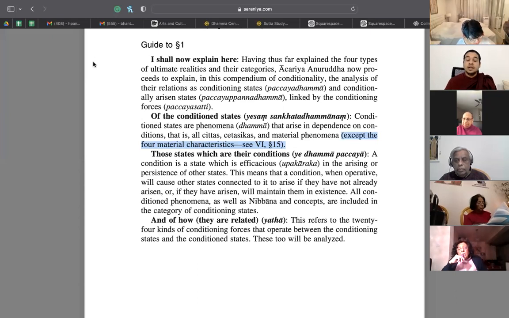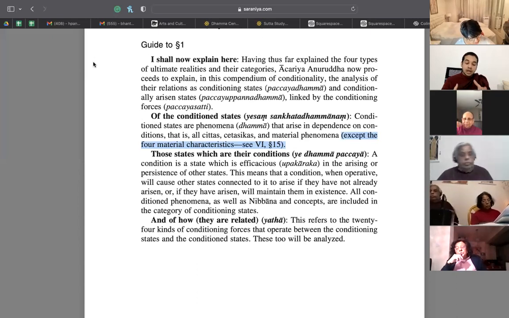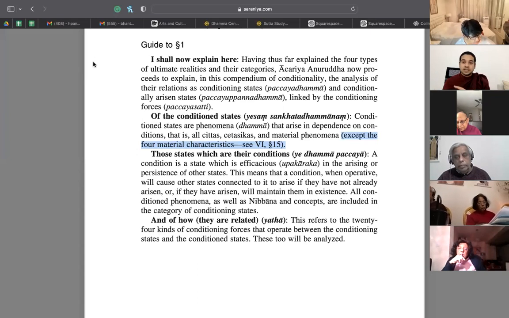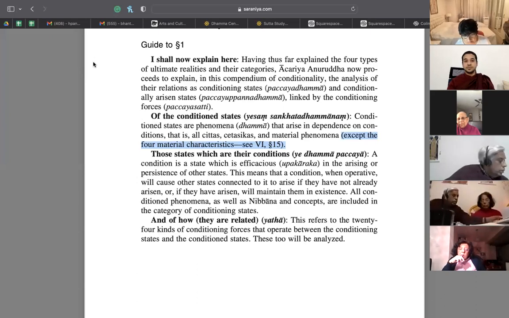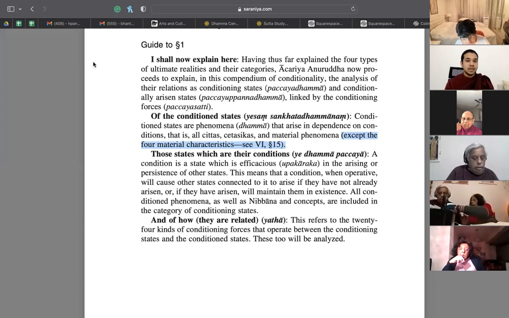For example, with regard to the nature of Pathavi, Apo, Tejo, Vayu, those specific natures are present without an essential condition being present, but just as they are. We are referring to the way these specific dhammas exist with nature. Do you understand? Am I making sense?